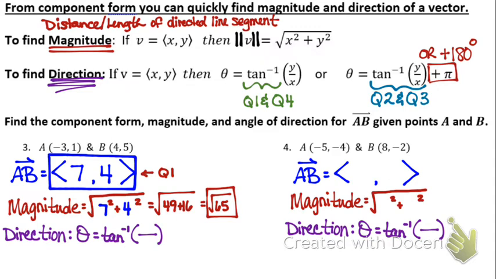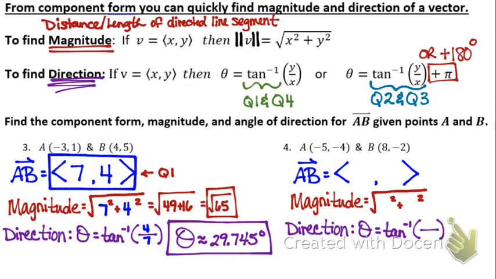So for my direction, I'm going to do inverse tangent of what? Inverse tangent of 4 over 7. And you guys found theta to be about how big? Yep, 29.745 degrees. All right, so number 4, what was component form? 13, 2, which is in which quadrant? First quadrant again.